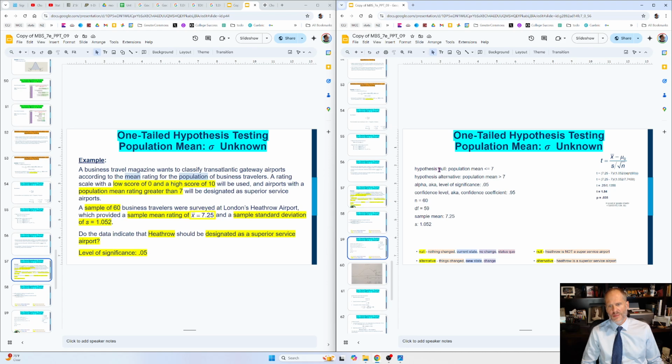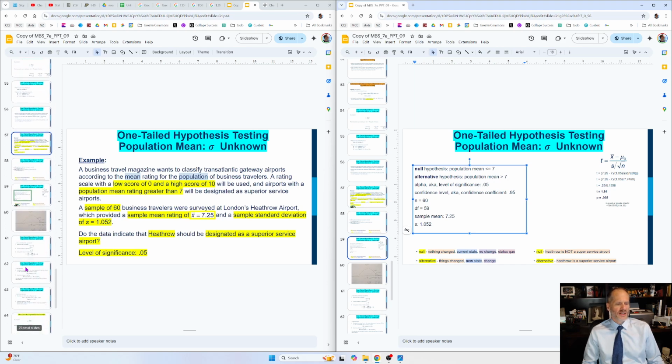So we have the null hypothesis. So I'm just going to actually switch these, null hypothesis. We'll put null hypothesis there, and I'll just bold that because that's what we did. And then we'll switch this one, and we'll make this one bold, and we'll put the alternative hypothesis right there. But the null is population mean is less than or equal to 7, and the alternative is population mean is greater than 7.